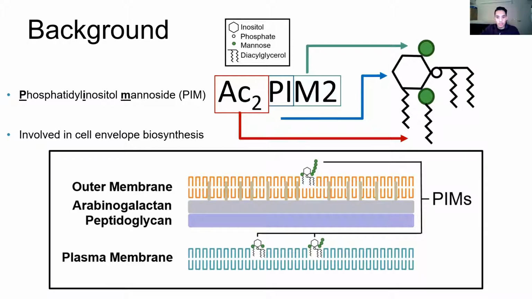PIM is short for phosphatidylinositol mannoside and is generally composed of phosphate, inositol, mannoses, and acyl chains. One example of a PIM is shown here, which is diacyl PIM2. The AC2 represents the two acyl chains, the M2 represents two mannoses attached to the inositol, and PI represents the inositol, phosphate, and the diacyl group attached. When we use the term diacyl, it refers to the two fatty acids in addition to the diacyl PIM. In terms of location, PIMs are primarily found in the plasma membrane, with some being found in the outer membrane as well.